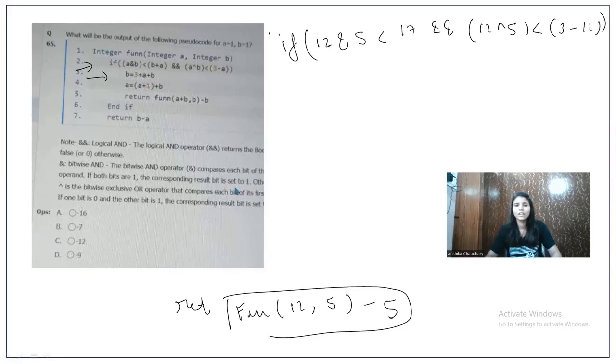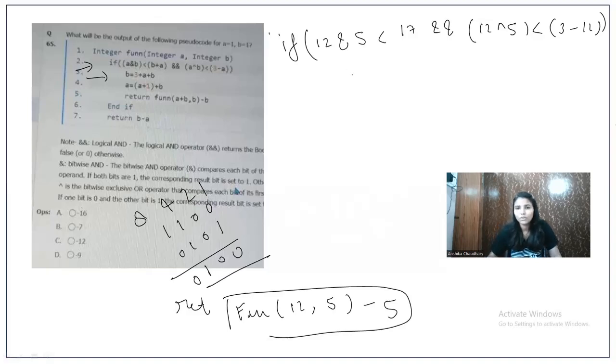12 and 5. So 12 is 8, 4, 2, 1, so 12 is 1, 1, 0, 0. So 5 is 1, 0, 1. How does AND work? AND works like this: if either of the values is 0, it will return 0. So 0, 1, 0, 0. It will return us 4, right? So 4 is here and is less than 17, and 12 or 5.